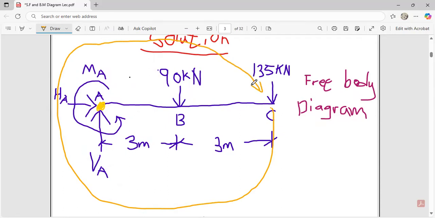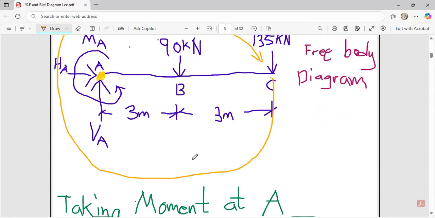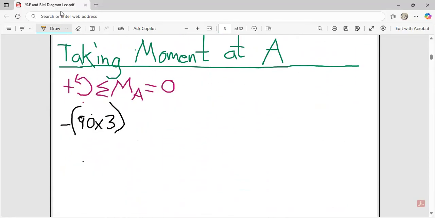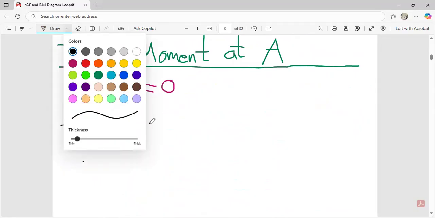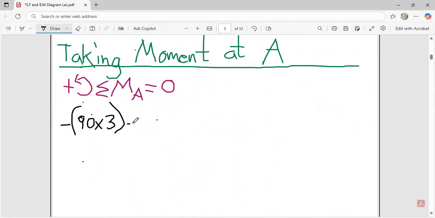So in that case, we are going to multiply the 135 times 6. It's also going to be a clockwise moment, so it's also going to be negative. We are going to put minus over there: minus 135 times 6.